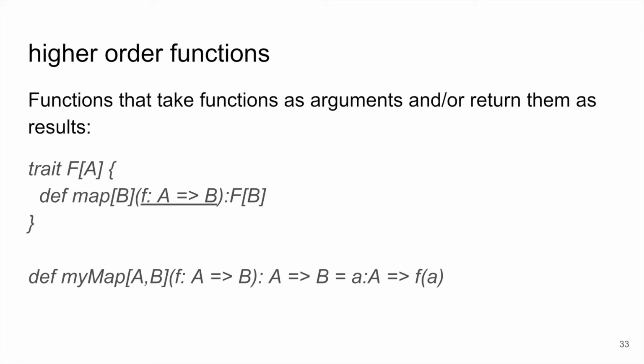Higher order functions are functions that can take other functions as arguments, or they can return functions. And here's the syntax for that. The first example has a method map which takes function f from A to B as a parameter, and the second example underneath shows method myMap taking the same function as parameter and returning a function also from A to B.